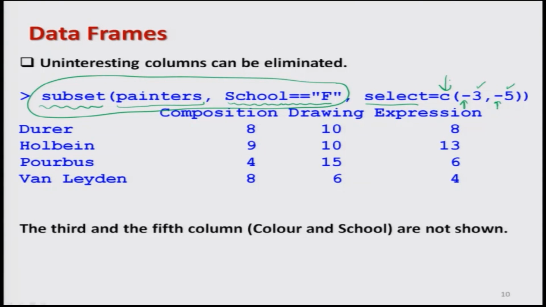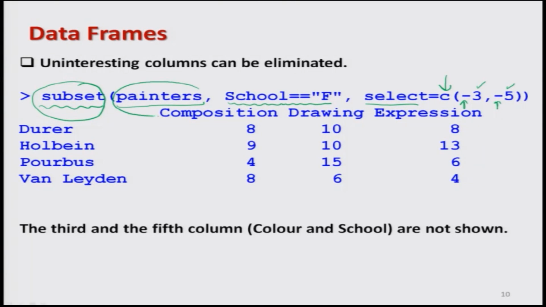So, now finally I am trying to say, please try to find a subset of the data from the data frame painters for which the school is equal to F, and select 2 columns, third and fifth columns, and since I have used here negative sign, that is indicating that please remove them. Now you get here the outcome.